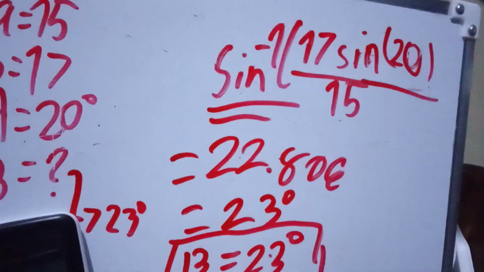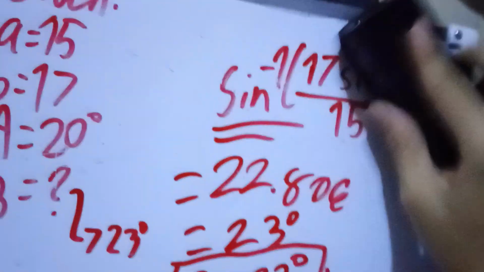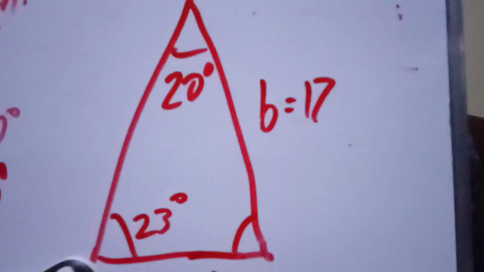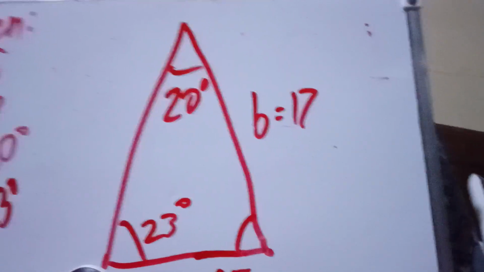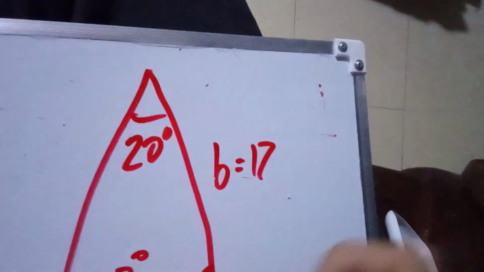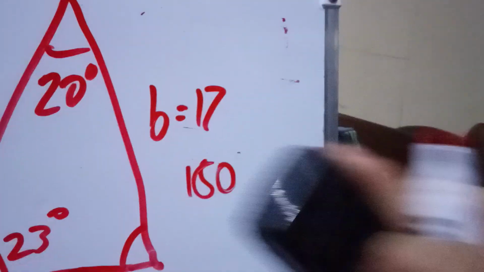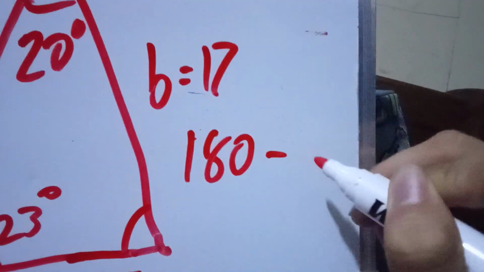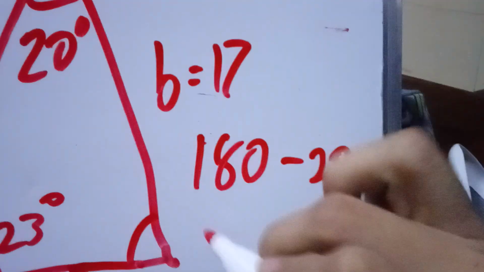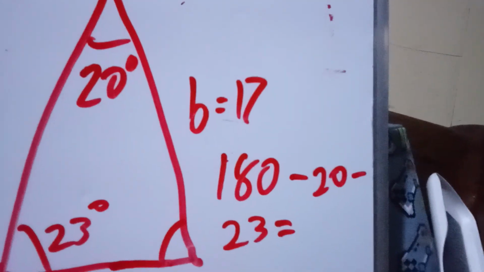Okay, I'm gonna remove this. I'm gonna make the triangle. Okay, this is our final triangle. But if you want to get angle C, you just do this. 180, wait, it's wrong. 180 minus 20 minus 23, and that'll get our angle C.